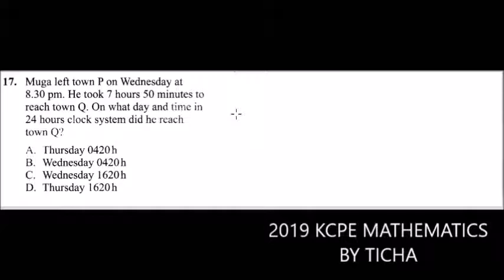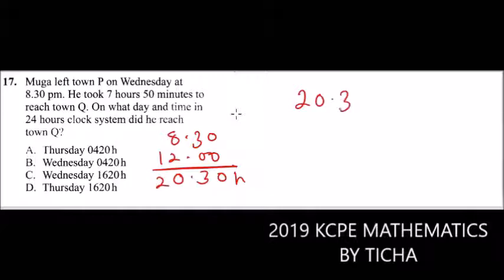That is a 12-hour system. So to convert that to the 24-hour system, we say it is 8:30. We add 12. So 8:30 in terms of the 24-hour system is the same as, when you add this, you get 20:30. So if that is the time, we say 20:30 hours. It took 7 hours 50 minutes to reach town Q. So you add to 20:30 hours, 7 hours 50 minutes.